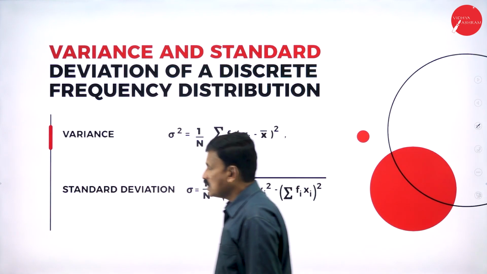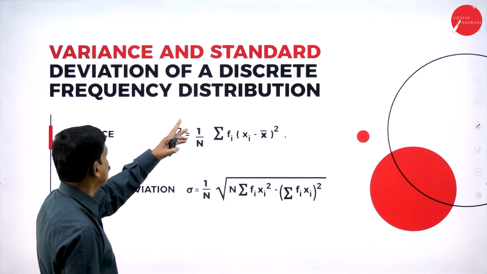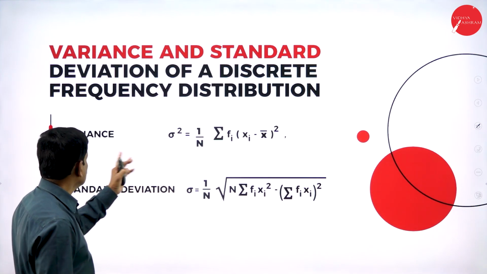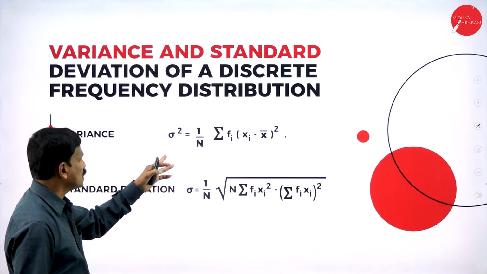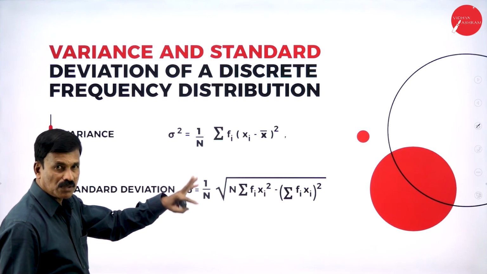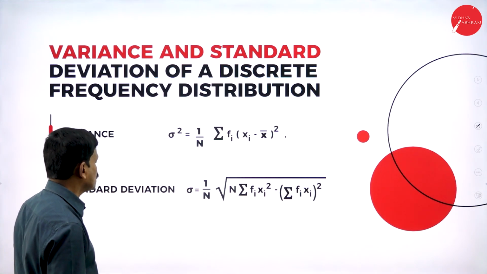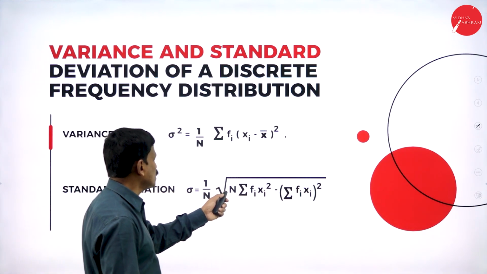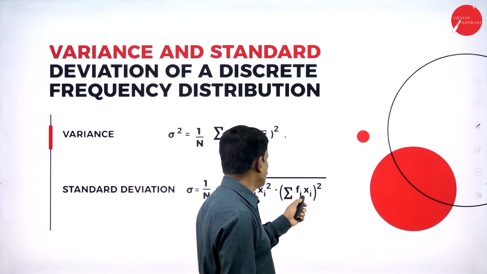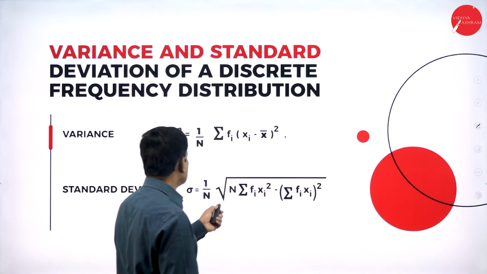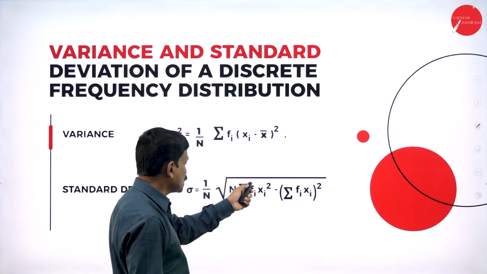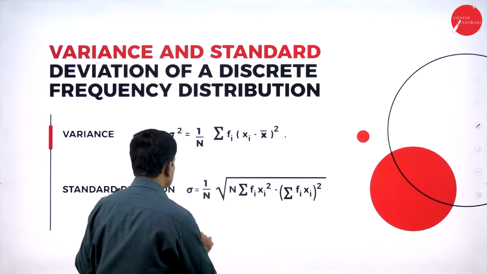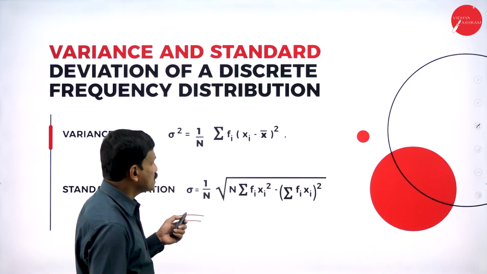Similarly, the variance and standard deviation of a discrete frequency distribution is also calculated using another formula. The variance rho square is equal to 1 over n into sigma fi into xi minus x bar whole square, and the standard deviation is given by 1 over n into square root of n into sigma fi xi whole square minus sigma fi xi whole square, or square root of n into sigma fi xi whole square minus sigma fi xi whole square divided by n. These two formulas are very important. Now let us discuss one by one.